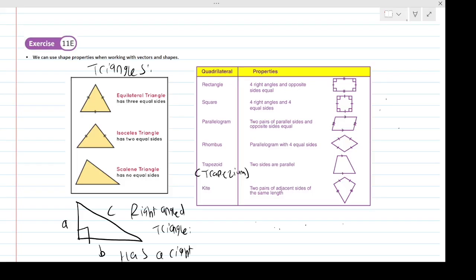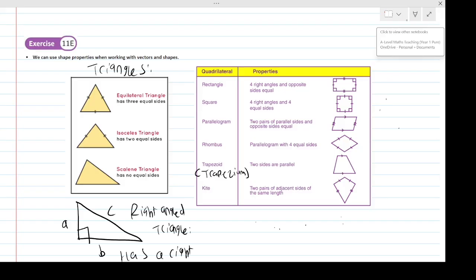In the trapezium, only one pair of sides is parallel, which is the top and the bottom side there. So that's the difference between a trapezium and a parallelogram. And then lastly, a kite. Again, a very uncommon one as well, but do pay attention.